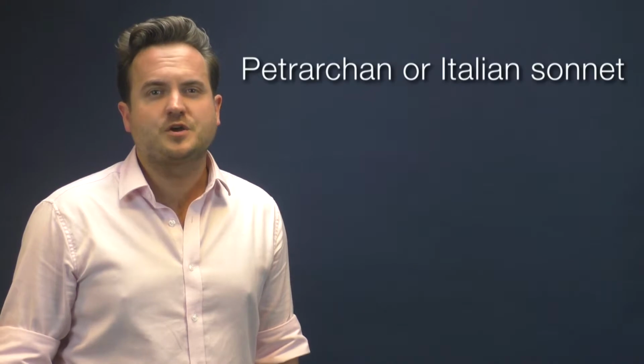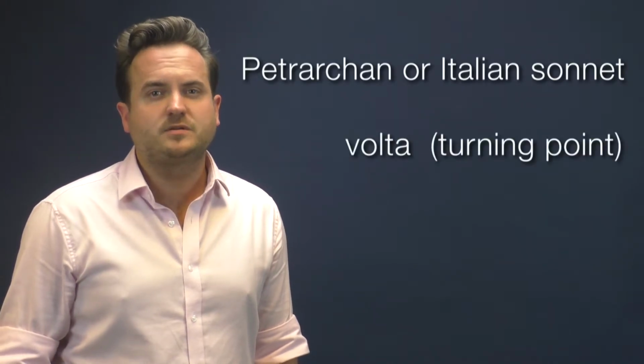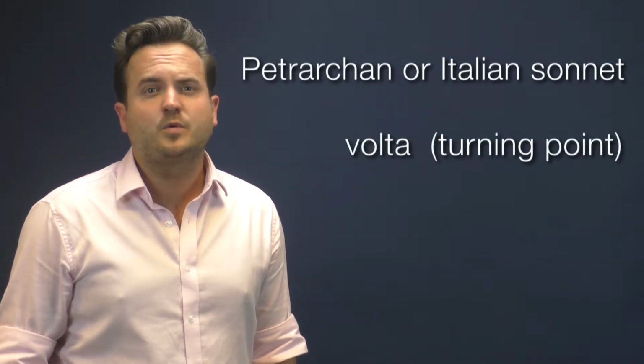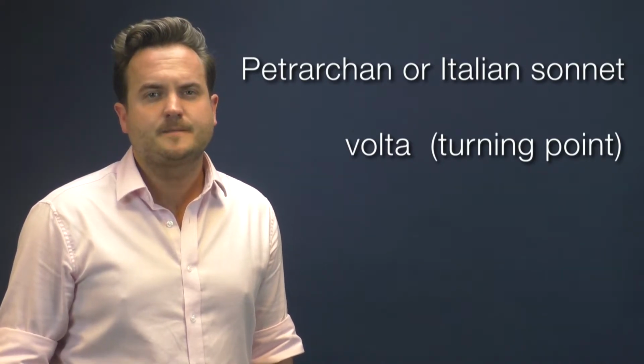Shelley's poem is written in the form of a sonnet. It has 14 lines and is written in iambic pentameter. Like a Petrarchan or Italian sonnet, it has a volta or turning point at line 9, where it shifts from describing the ruin to hearing the voice of Ozymandias.